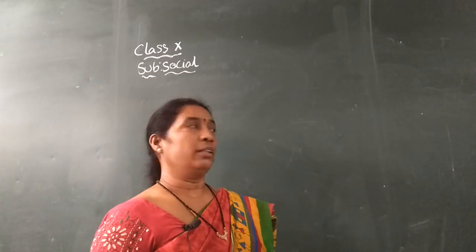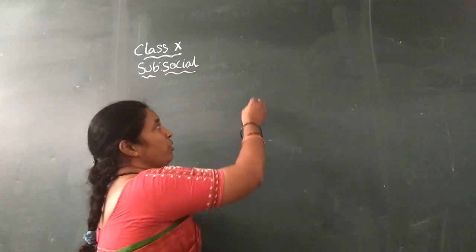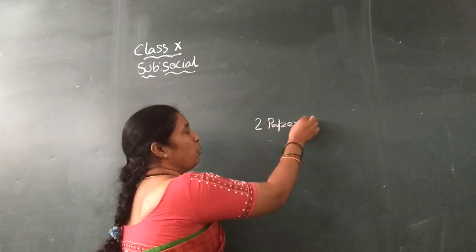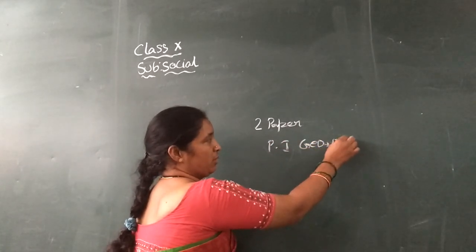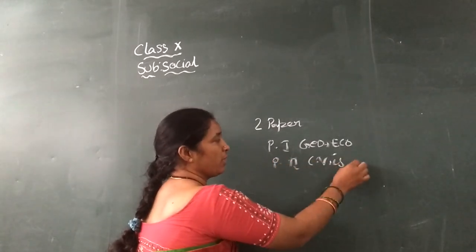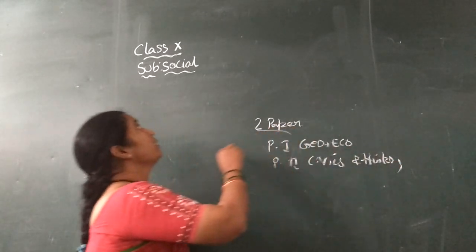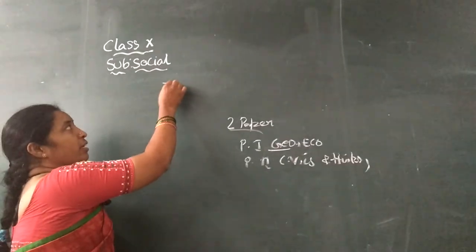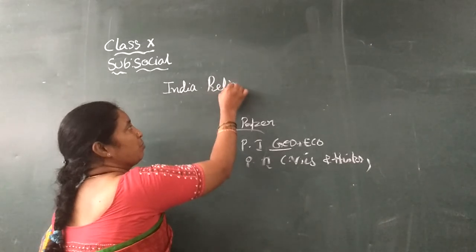Okay. Today I am going to start 10th class social studies, the first lesson. You all know that we have two papers, remember? So what are the two papers? Paper 1 is geography and economics, and paper 2 is civics and history. Today I am going to start the first lesson, India relief features, in paper 1, that is geography.